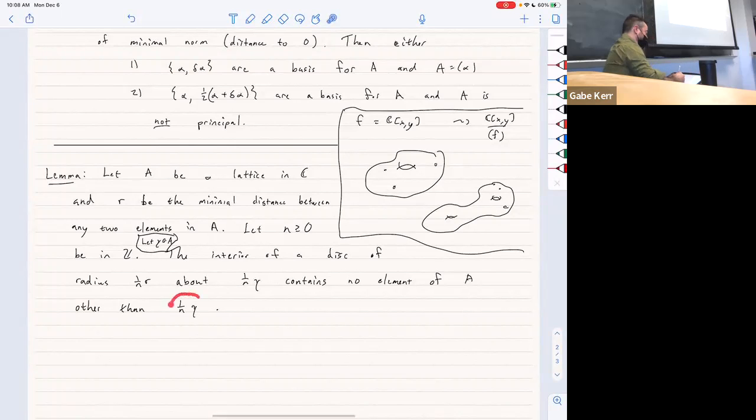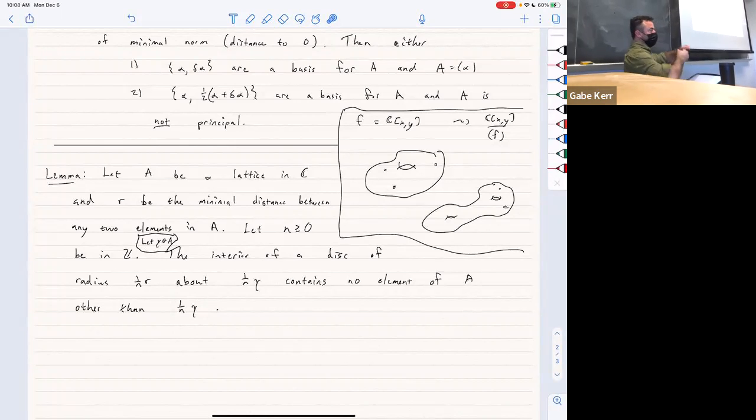In other words, it may not contain this. It just doesn't contain anything else. May or may not. You understand that? So he's saying, okay, here's a lattice. Take some element. You've got this number r that's the minimal distance between any points. Take some gamma in it, and I'll look at 1 over n times gamma. It may or may not be in the lattice. But if you take a little disk of that small radius, 1 over n times r, nothing else is going to be in there except potentially that.